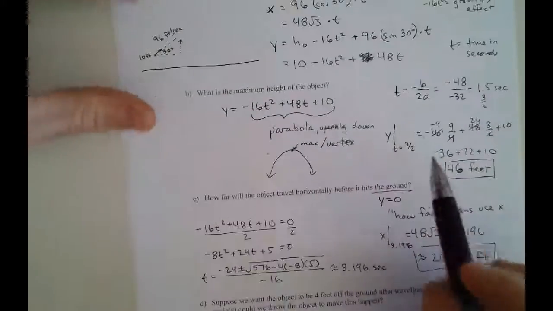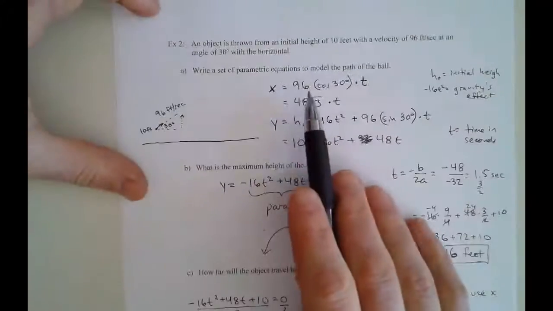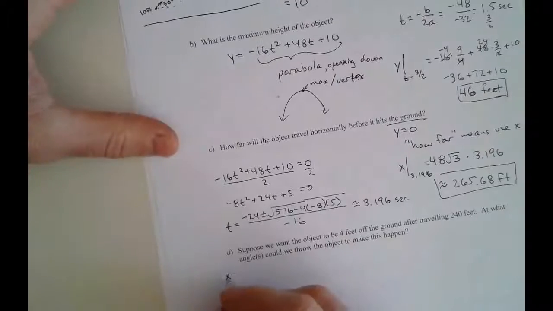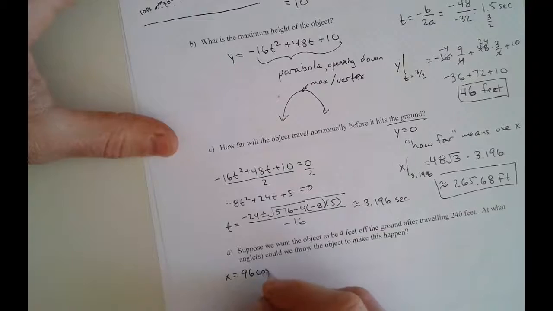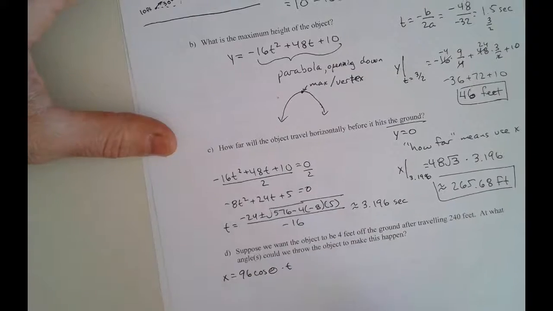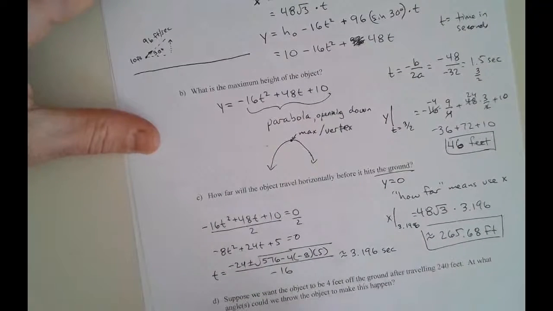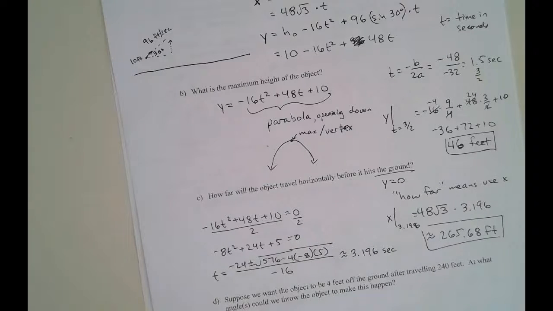So if we think about this, how would our equation change? If we go back to this equation, we're basically taking this out. So our x equation is 96 cosine of theta times t, and our y equation is just going to be with that theta missing as well. So we have y equals 10 minus 16t squared plus 96 times the sine of theta times t. Those are our two equations.